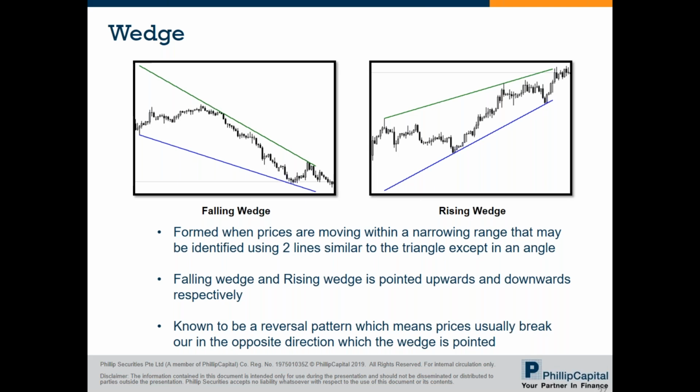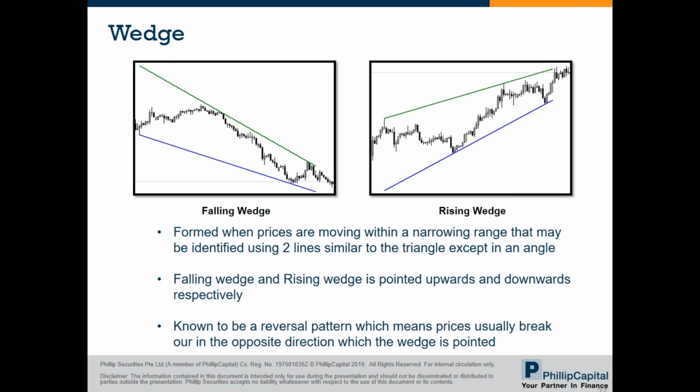So it is formed when prices are moving within a range that seems to narrow as it reaches further and further. Right? It can be identified using two lines similar to the triangle, except in an angle. And this angle does not meet, unlike the symmetrical triangle, just that it narrows as the chart advances.